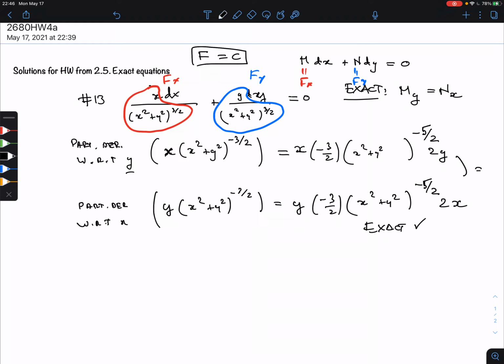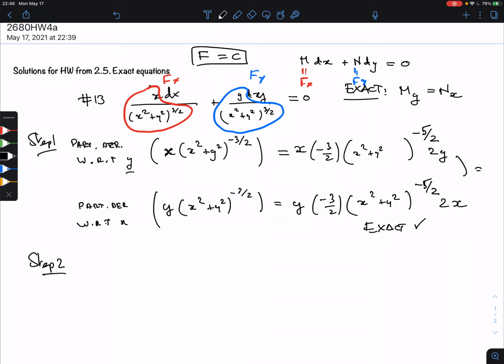Okay, but that's not what we want to do. What we need to do now, so that was step 1, verifying. Step 2 is to solve it. Now we can use either one, the red or the blue, to do the partial antiderivative. There's no reason not to do the first one.